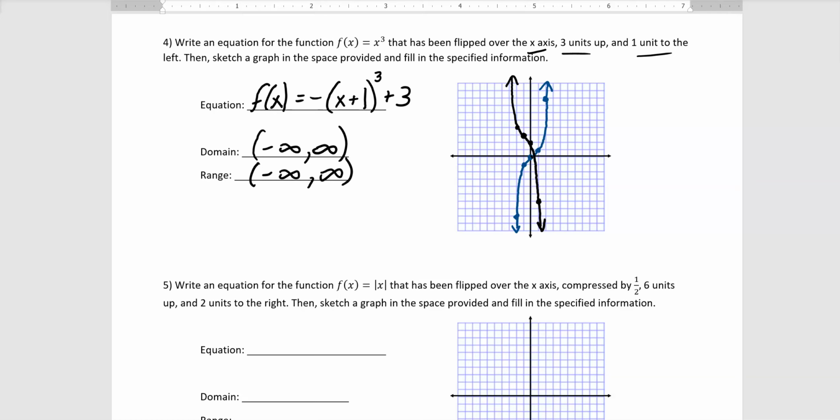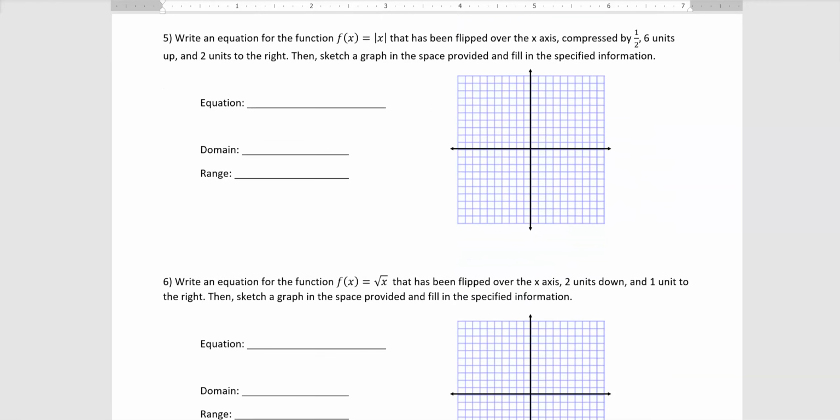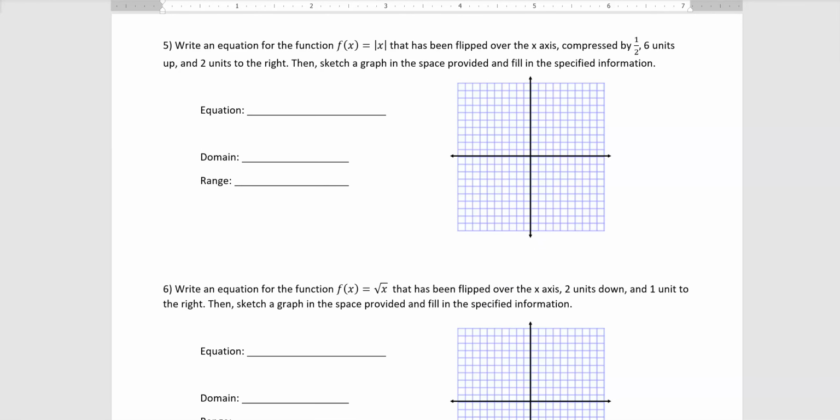Okay, let's try number 5 here. Write an equation for the function f of x equals the absolute value of x that has been flipped over the x-axis, compressed by 1/2, 6 units up and 2 units to the right. Wow, okay, a lot going on here. So let's start with this equation.